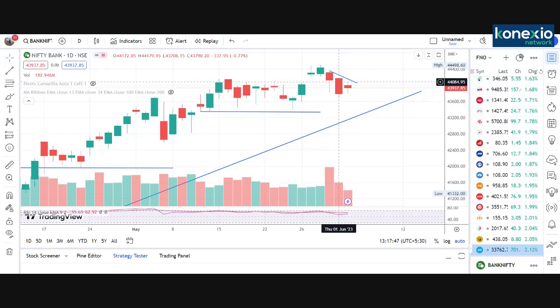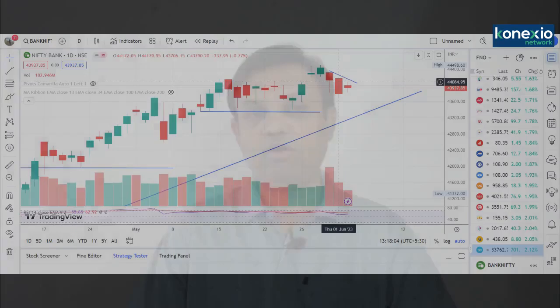So one should avoid going short at the higher levels, or those who are short should try to exit short if there is a gap up opening and if there is an intraday cool off from the gap up opening on Monday. And any dips should be used as a buying opportunity looking at this particular pattern.